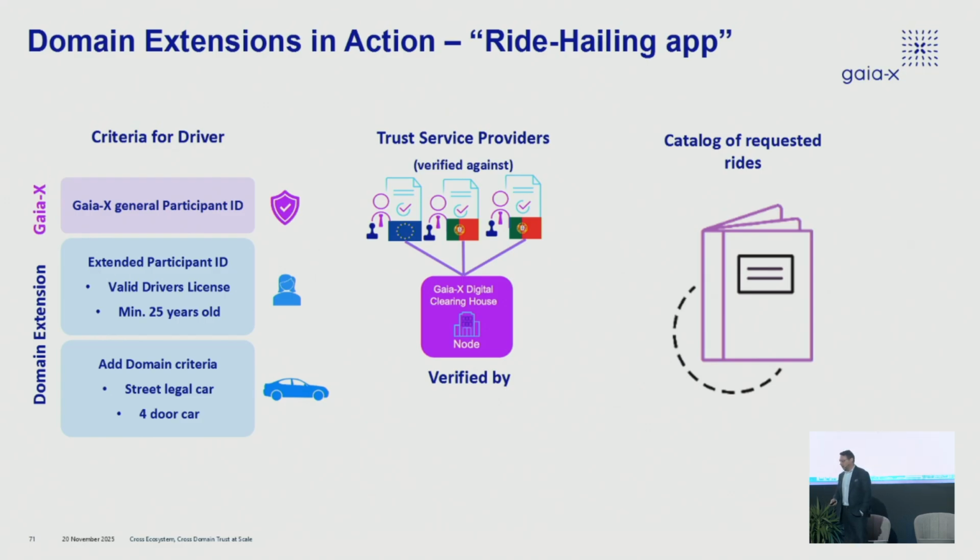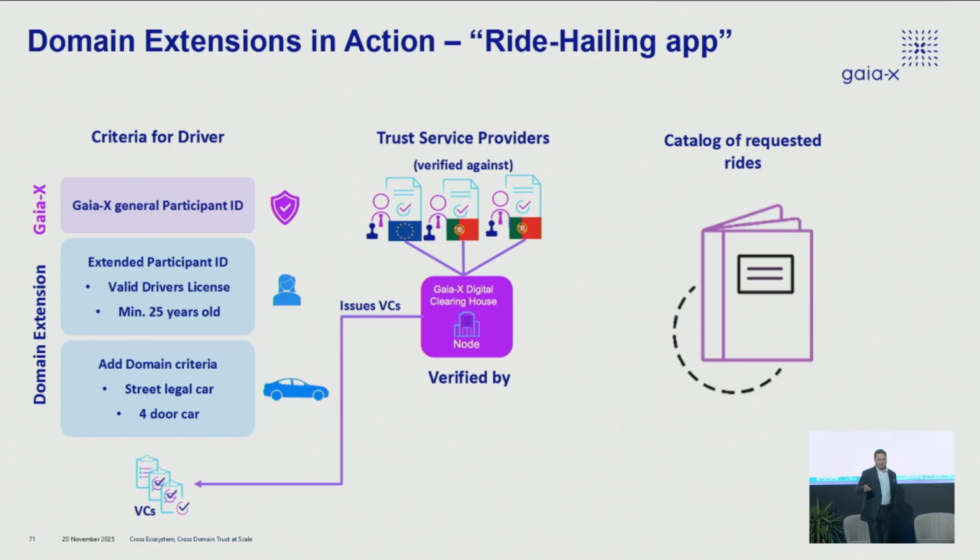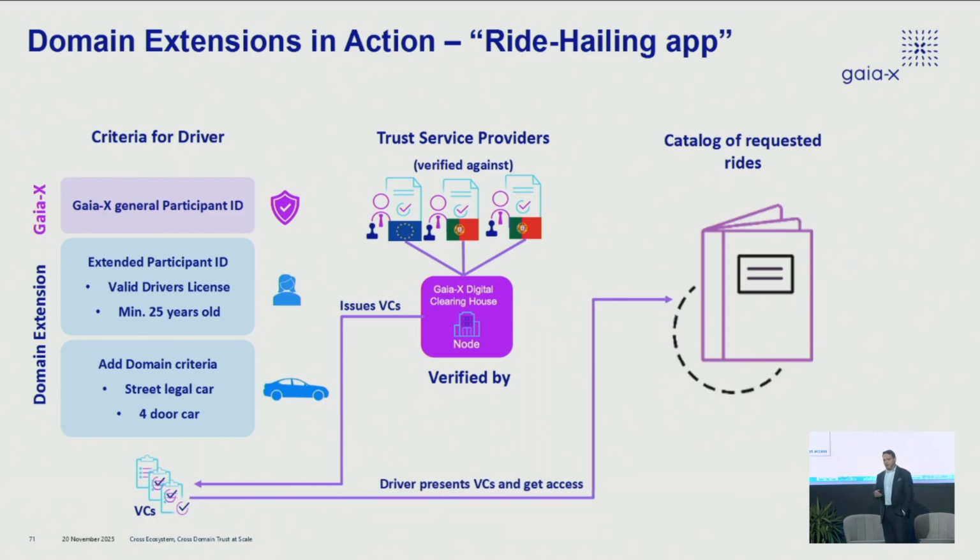And if that verification is positive, the clearinghouse will issue the VCs for the driver, and the driver will present them to the catalog, and the catalog is open to everyone who fulfills those criteria. So all of a sudden, without a single central provider, and it can be multiple clearinghouses, you can establish that relation between an available service and domain-specific criteria, both on participant and on extension side.